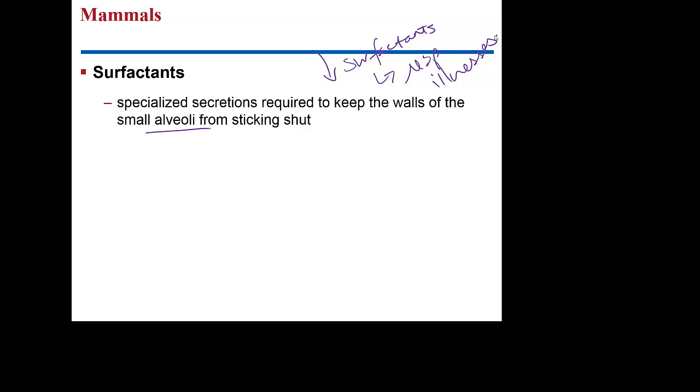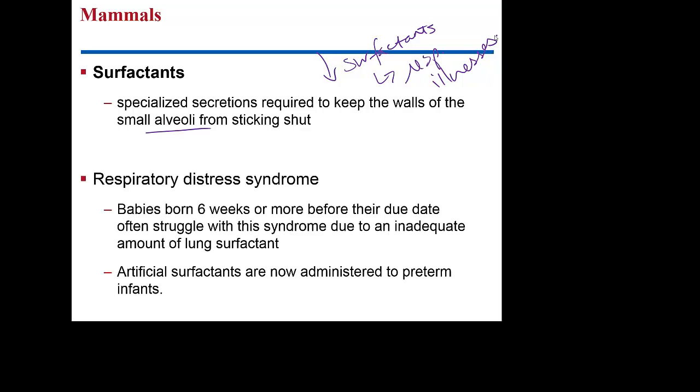You can also be born with surfactant issues. So respiratory distress syndrome is actually in infants and typically in premature birthed infants. Looking at the amount of lung surfactant as being inadequate, essentially their lungs are sticking shut in the alveoli. So if the alveoli stick shut, you can't get air in there to exchange the oxygen and the carbon dioxide. Now we actually can use artificial surfactants, things that are manufactured, to help these infants get off to a better start.